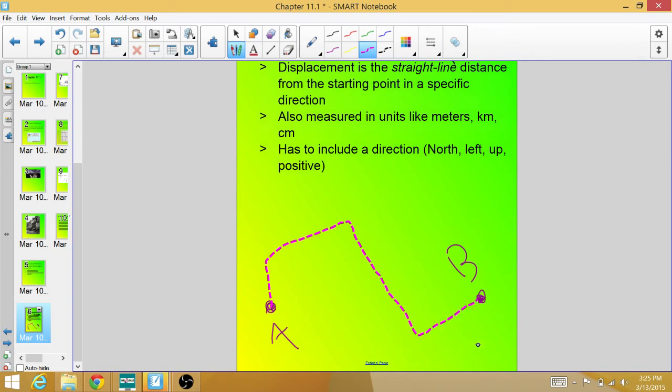The length of this path right here is the distance that we traveled. But the displacement is going to be the straight line distance from A to B. And you can see that I moved a much shorter displacement than I did a distance. And my displacement wasn't just along this line, it was along this line in this direction. So I moved from A to B, and this is our direction component of displacement.